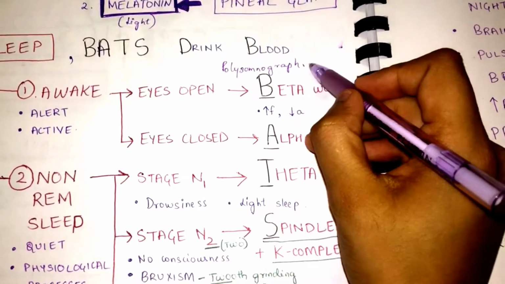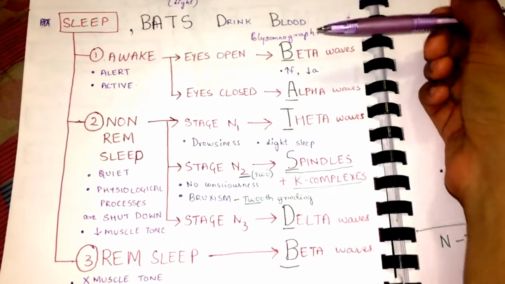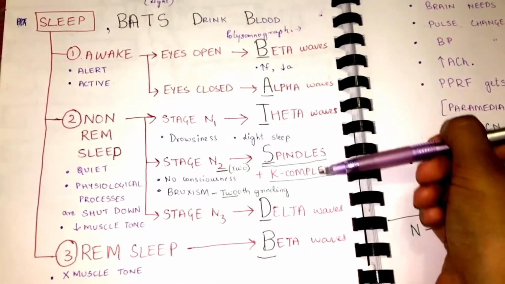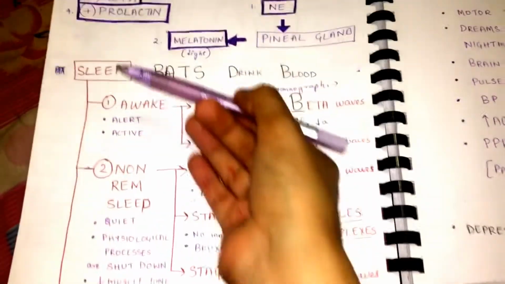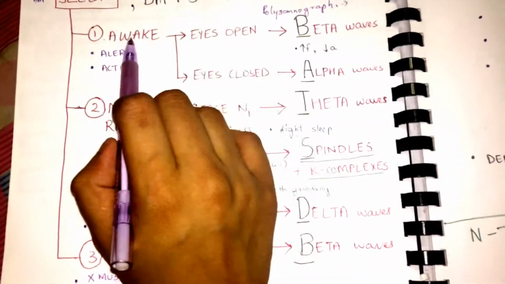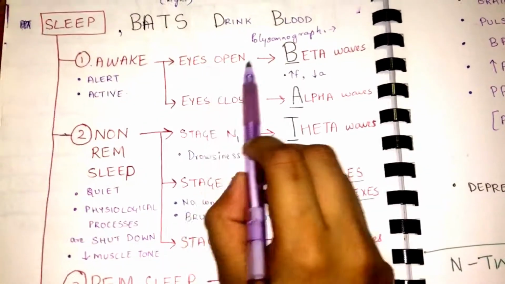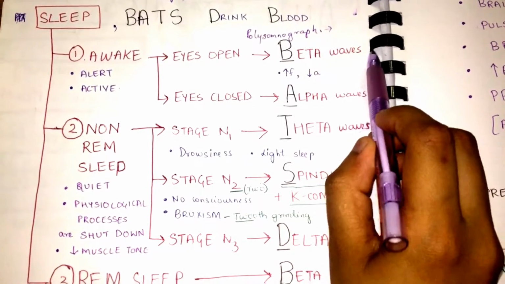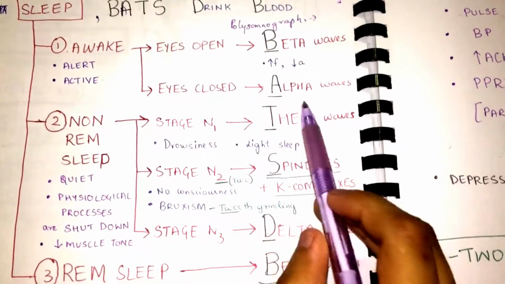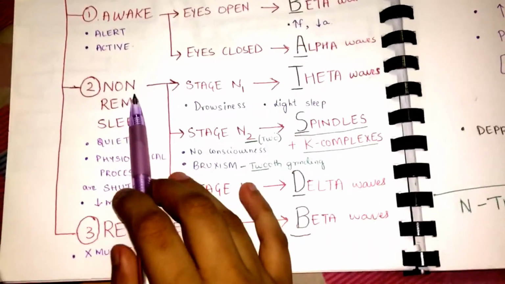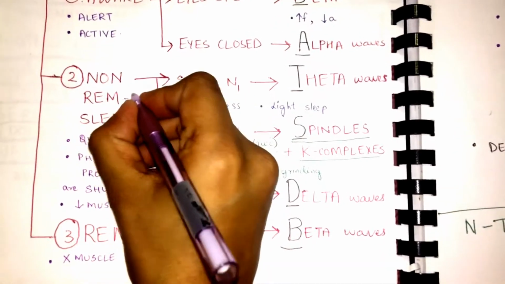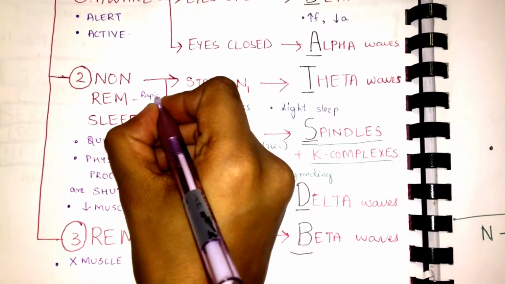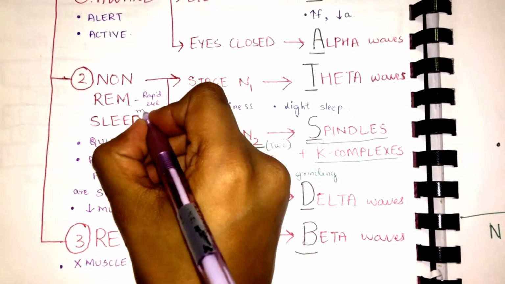Polysomnography is a sleep study test in which the waves are observed and noted, so that we can know more about the sleeping pattern of the person. As I told you, when the eyes are open, beta waves are seen, and when the eyes are closed, alpha waves are seen. And non-REM sleep; REM meaning rapid eye movement.